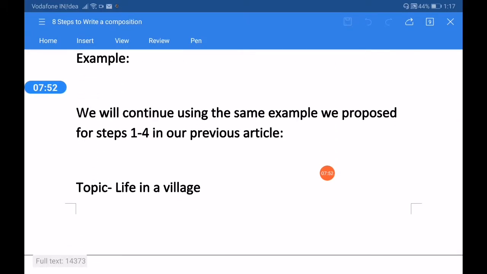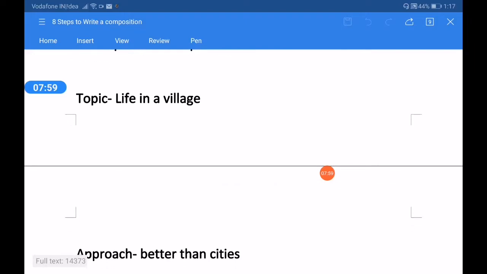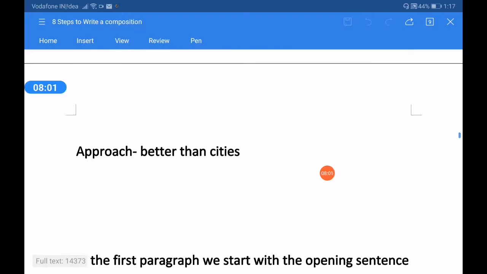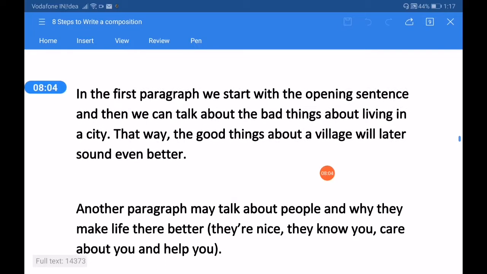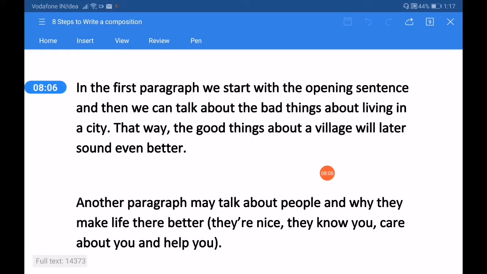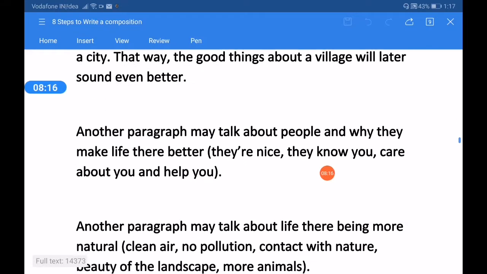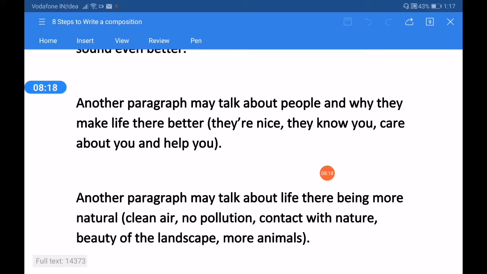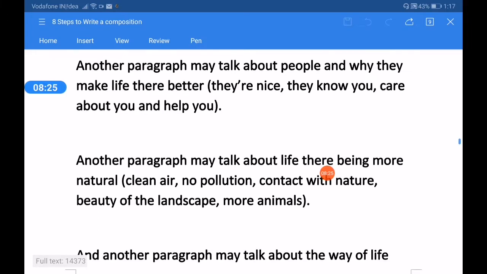Here is an example. We will continue using the same example we proposed for steps number 1 to 4 in our previous article. The topic is life in a village is better than in cities. In the first paragraph we start with the opening sentence and then we can talk about the bad things about living in a city. That way the good things about a village will later sound even better. Another paragraph may talk about people and why they make life there better. They are nice, they know you, care about you, and help you.